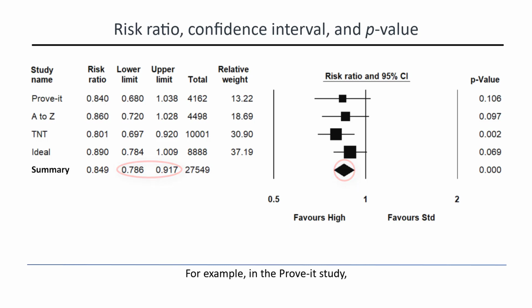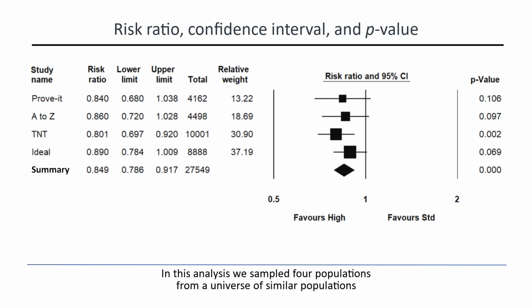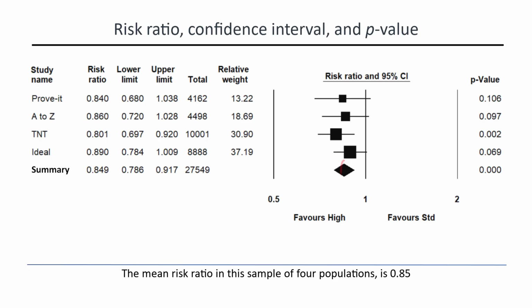For example, in the PROVE-IT study, we sampled 4,600 patients from a population. The risk ratio in that sample is 0.84, but the risk ratio in that population could fall anywhere from 0.68 to 1.04. The same idea applies to the summary effect in the meta-analysis. In this analysis, we sampled 4 populations from a universe of similar populations. The mean risk ratio in this sample of 4 populations is 0.85, but the risk ratio in the universe of similar populations could fall anywhere from 0.79 to 0.92.